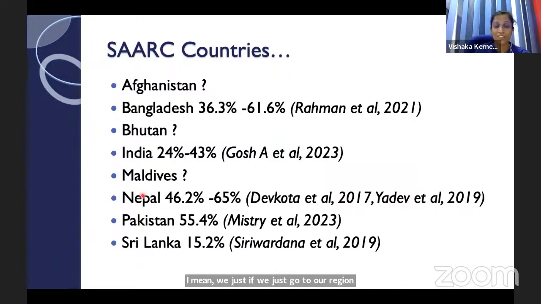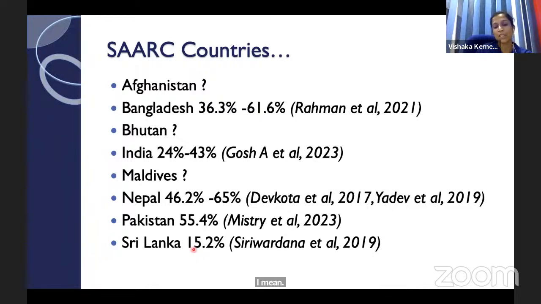So please don't get offended. These are some of the studies that I found. There are quite heterogeneous numbers in the same country, so I just try to give them a range.